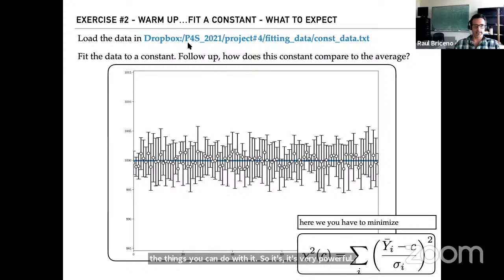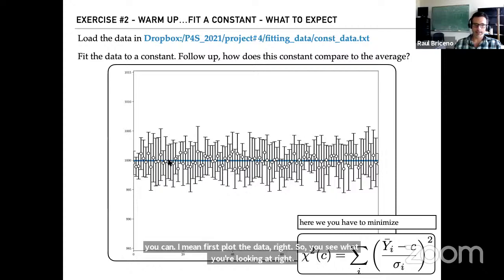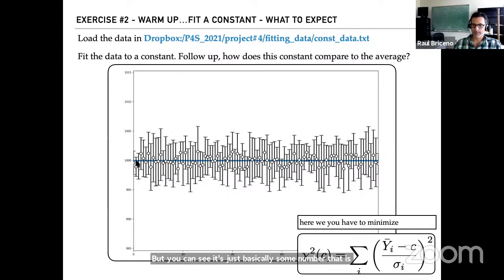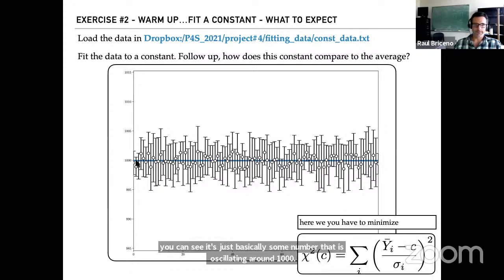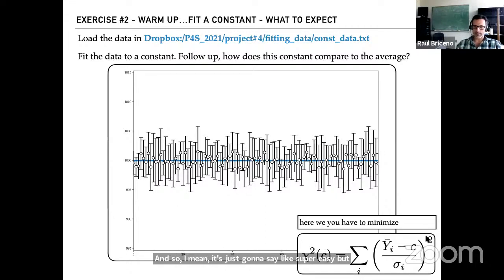All right, so load that data, and then the thing that you have to do is fit that data to a constant. Here you can first plot the data, right? So you see what you're looking at, right? What you can see is just basically some number that is oscillating around 1,000. Okay, so it's very easy. I shouldn't say super easy, but it's the easiest example I can think of, let's say it that way.